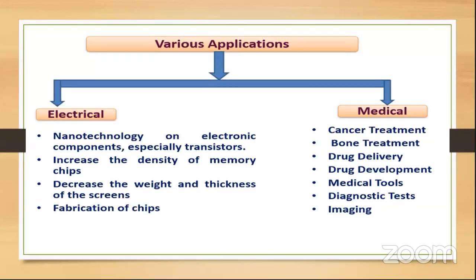Next, the electrical people are going to use some chips. The chip density increases. By increasing the density of the chips, what happened? The memory of the chips also increases, and the weight and thickness of the screens decrease. Previously, we know very well, big computers were there. Now small computers and small laptops are available only because of nanotechnology. Fabrication of the chips using nanotechnology increases the storage capacity and reduces the size of the chips.